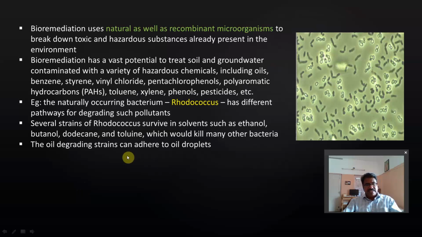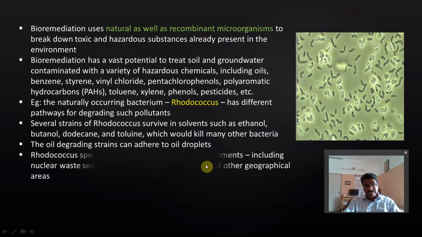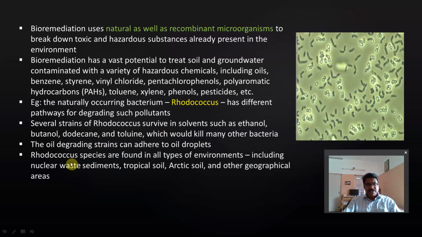And there are several oil-degrading strains of Rhodococcus which can adhere to oil droplets. The importance of Rhodococcus is that it is found in all types of environments in all geographical regions, like waste sediments, tropical soil, and Arctic soil. So it has a cosmopolitan distribution, and this Rhodococcus can be very well used for pollution abatement.